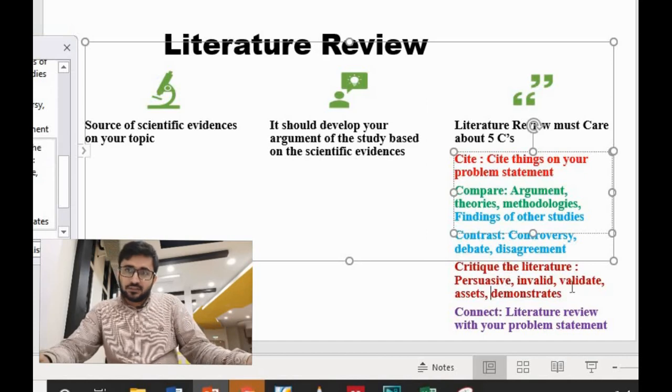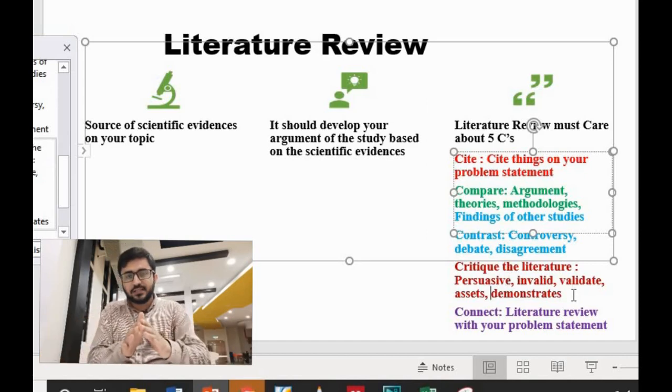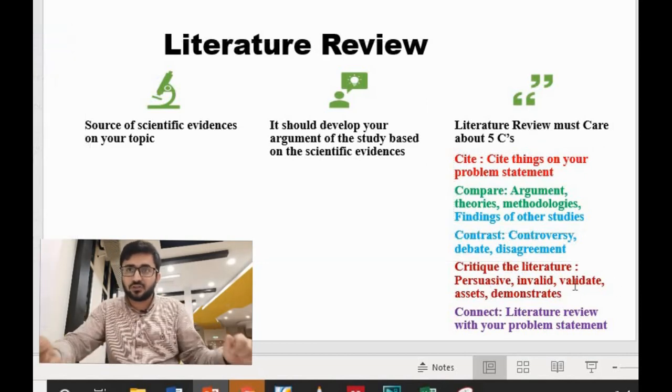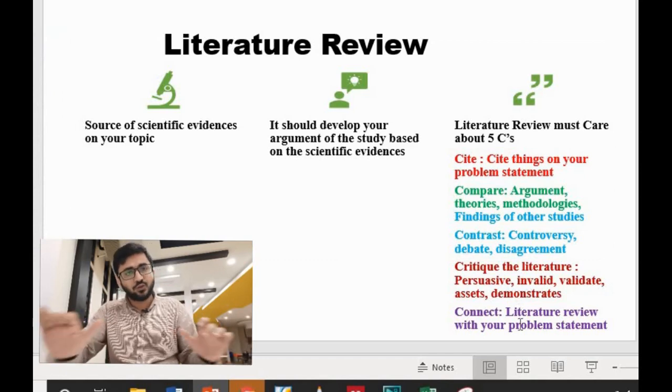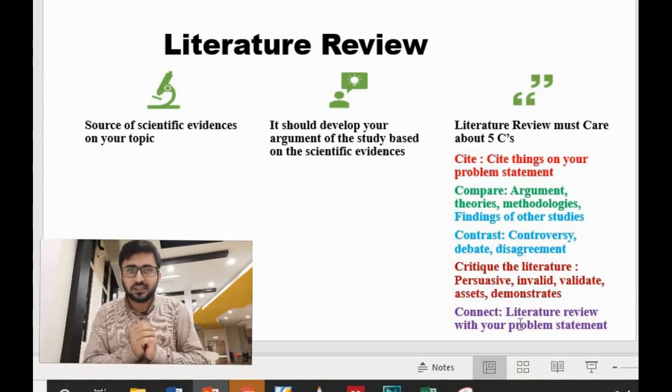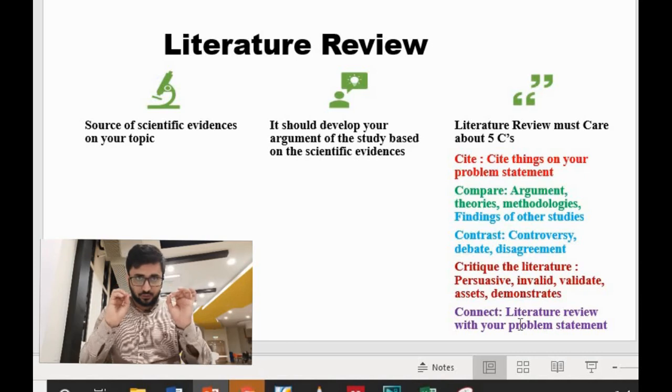The other thing is critique in the literature review. If arguments are not persuasive or are invalid, then you can look at all the data, see what people said about these arguments and controversies, and then criticize their work. And finally you have to prove that your problem statement must be investigated because of these facts. So this is all we discussed in the literature review.